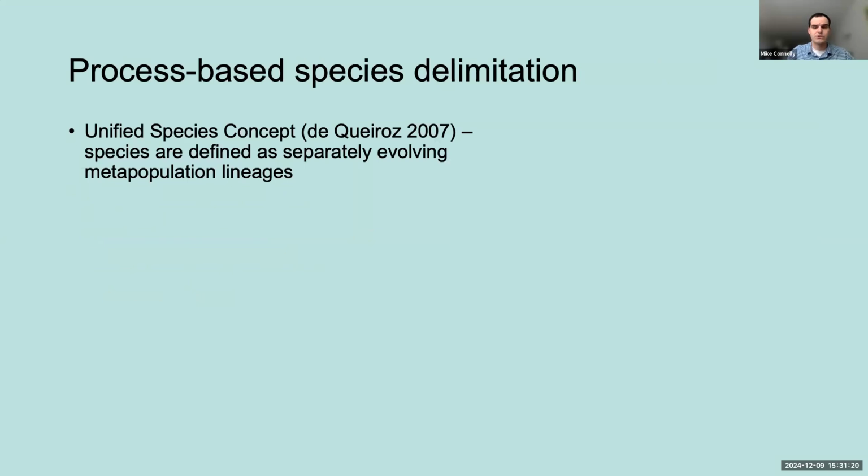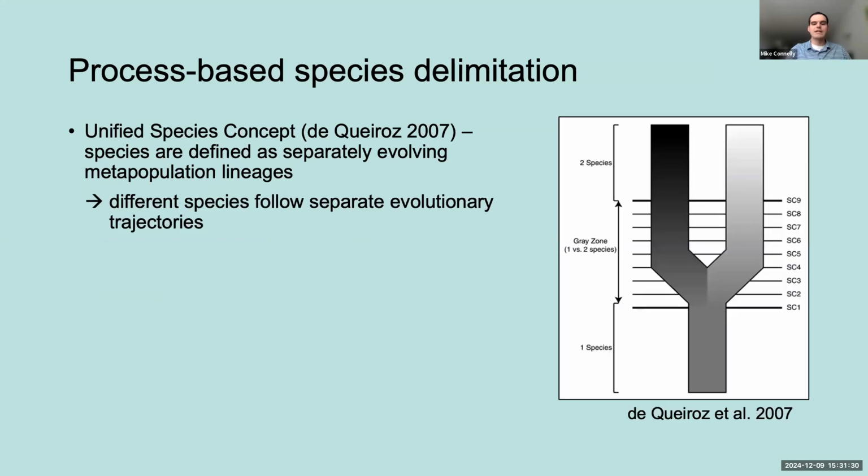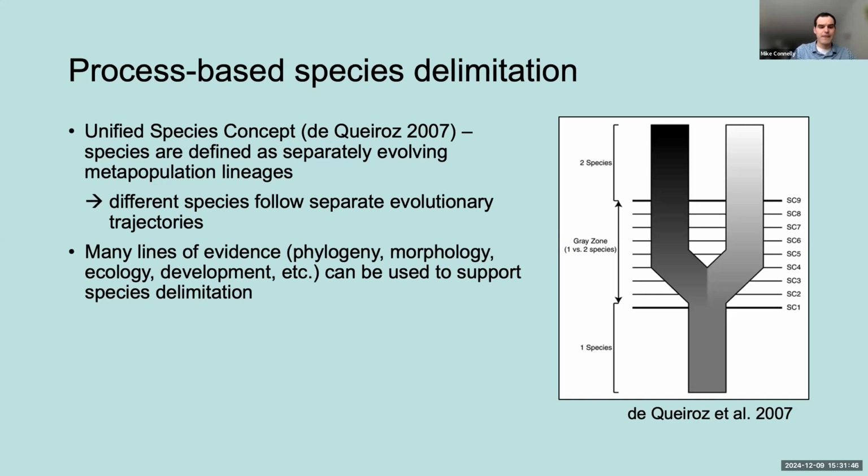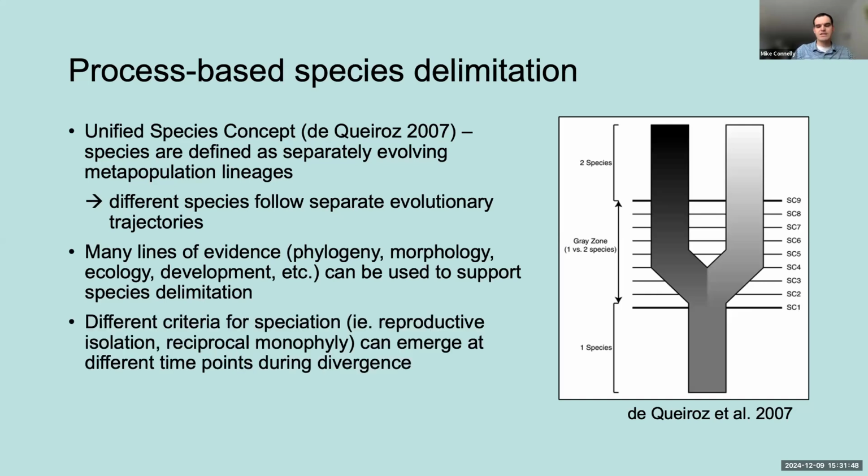So to accomplish this, I've been working to apply process-based species delimitation approaches that better resolve evolutionarily discrete coral species lineages. And in doing this, we're following the unified species concept, which defines species conceptually as separately evolving metapopulation lineages. And in this framework, many lines of evidence can be used to support species delimitation, and different criteria for speciation, such as reproductive isolation and reciprocal monophyly, can emerge at different time points during divergence.